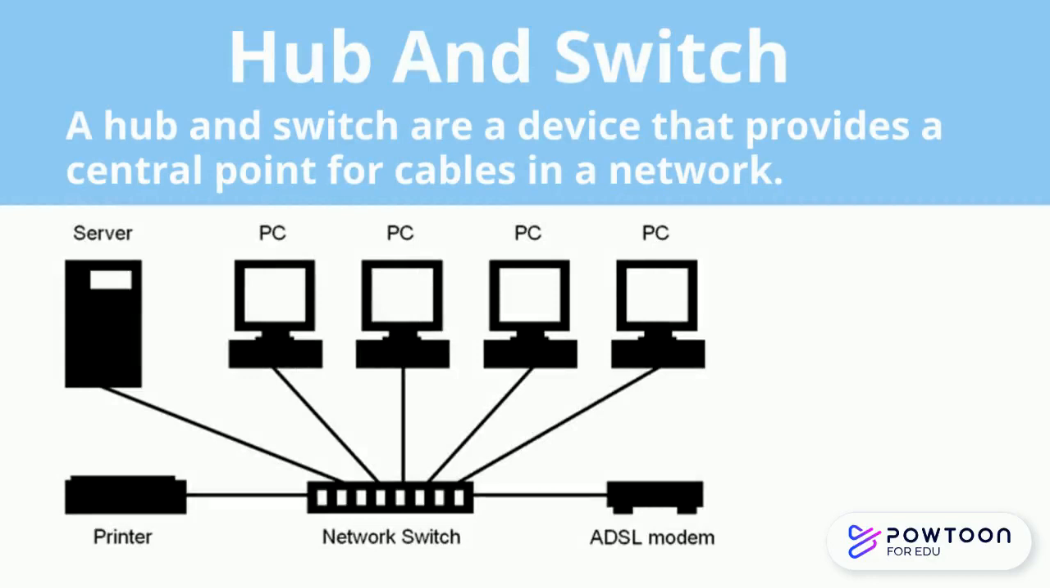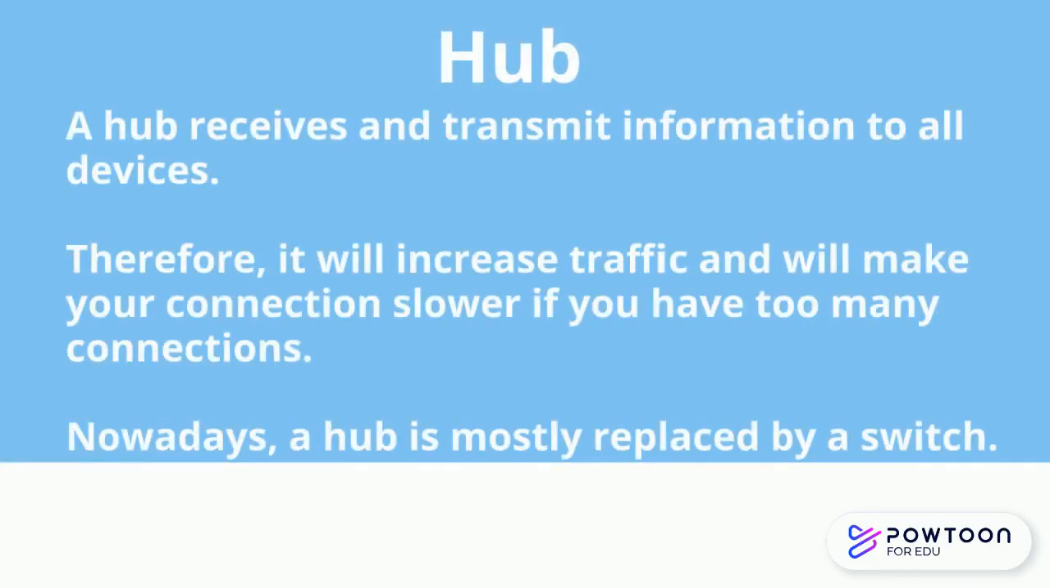Hub and switch. A hub and switch are a device that provides a central point for cables in the network. A hub receives and transmits information to all devices. Therefore, it will increase traffic and will make your connection slower if you have too many connections. Nowadays, a hub is mostly replaced by a switch.